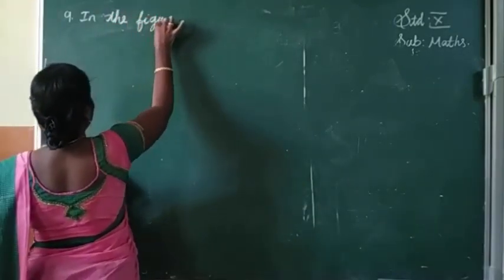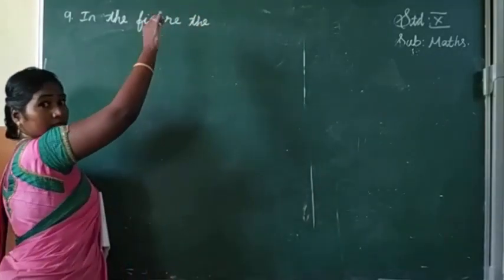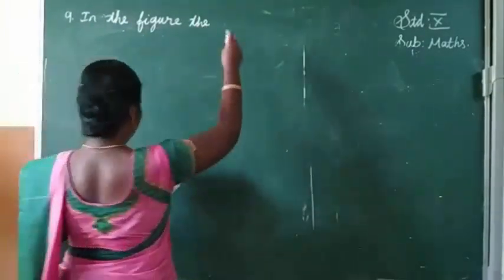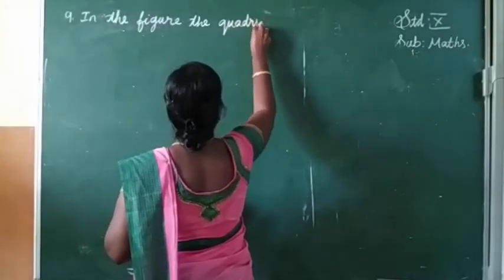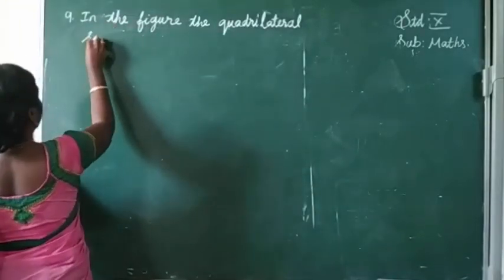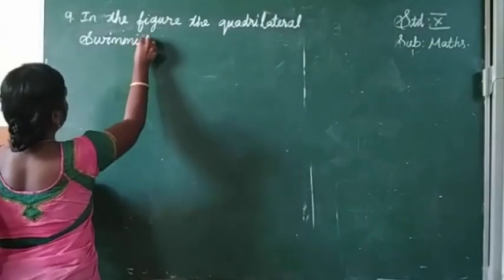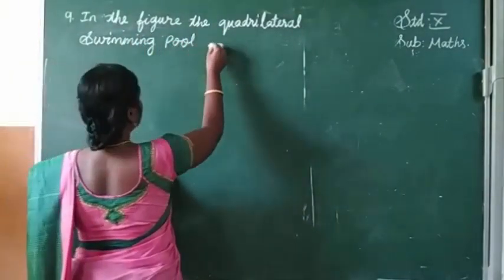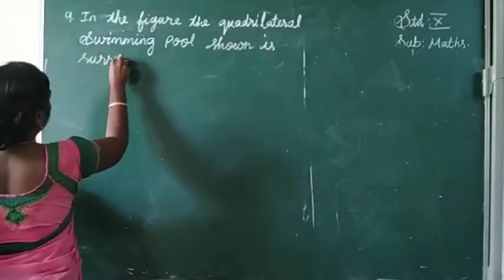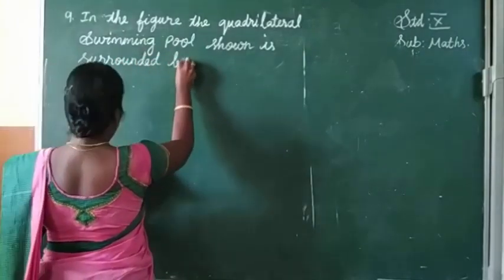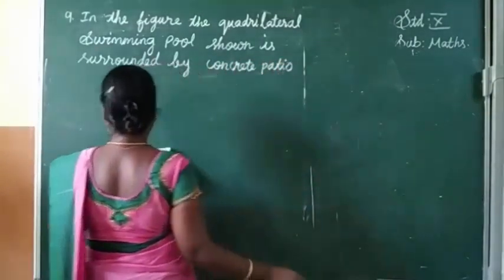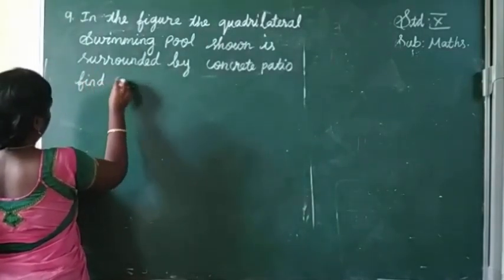Problem. In the figure, the quadrilateral swimming pool shown is surrounded by concrete patio. Find the area of the patio.